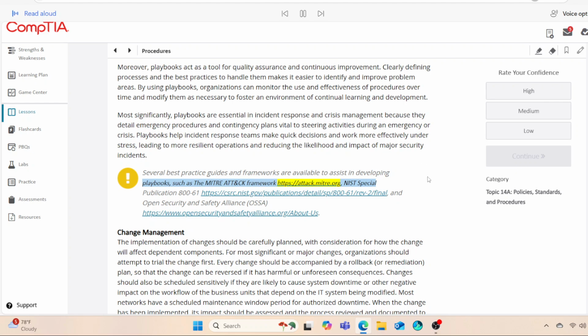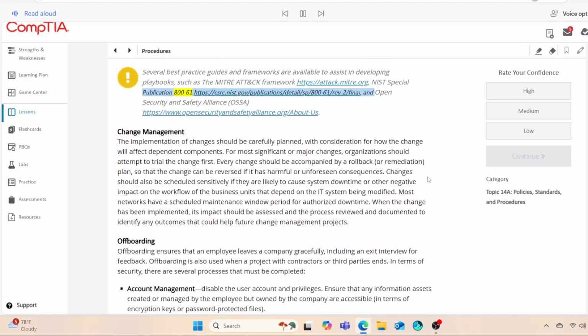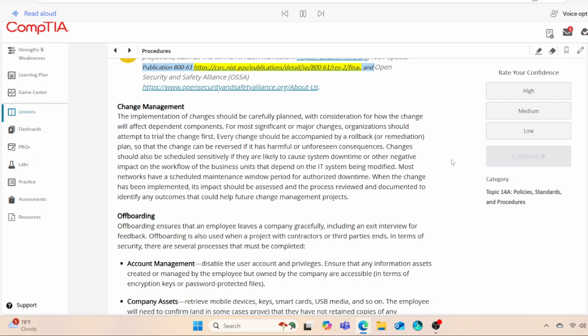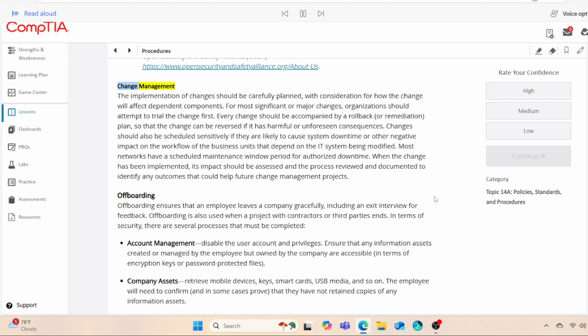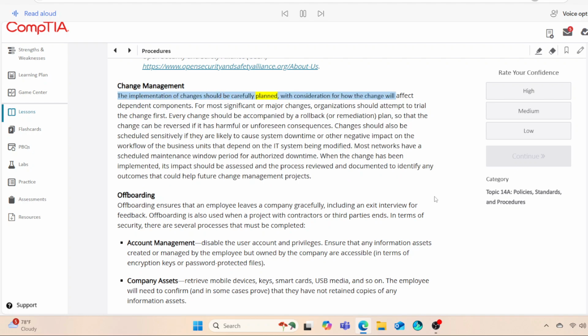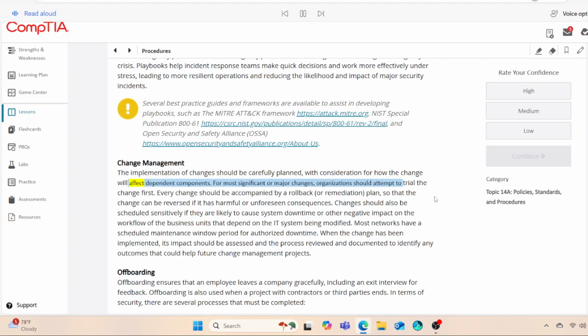https://attack.mitre.org, NIST Special Publication 800-61 https://csrc.nist.gov/publications/details/800-61/rev-2/final, and Open Security and Safety Alliance, OSSA, https://www.opensecurityandsafetyalliance.org/about-us.